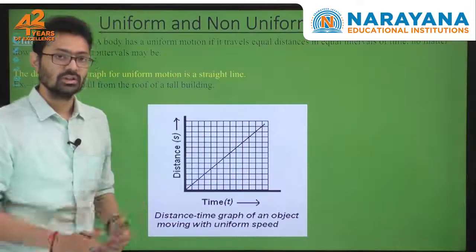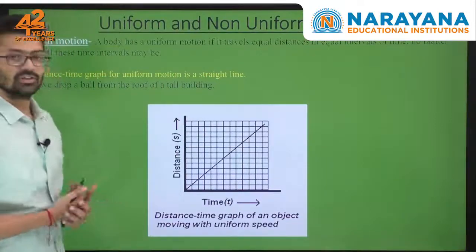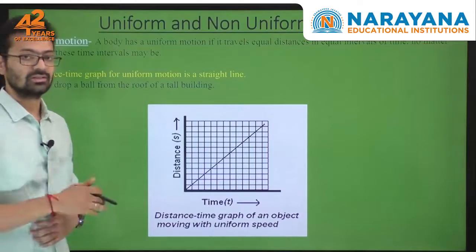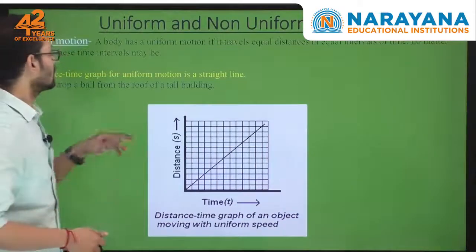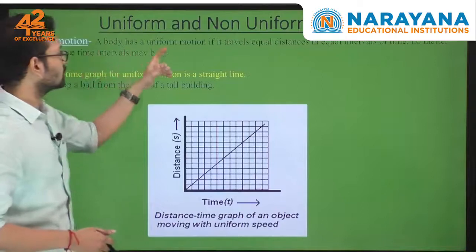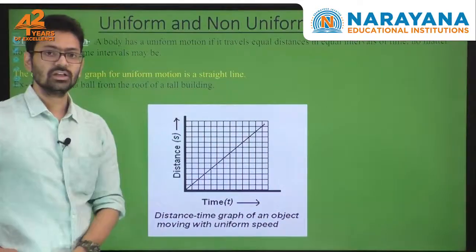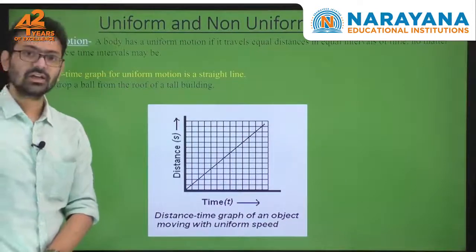Now, you have a uniform motion in front of you right now. I have represented it in the form of a graph also, but let us see the definition first. A body has a uniform motion if it travels equal distance in equal intervals of time. Equal distance in equal interval of time.